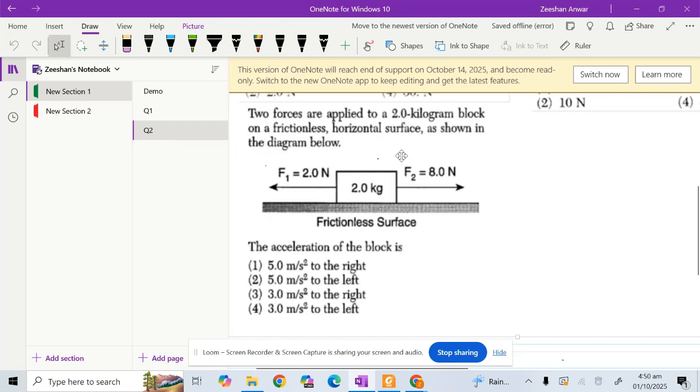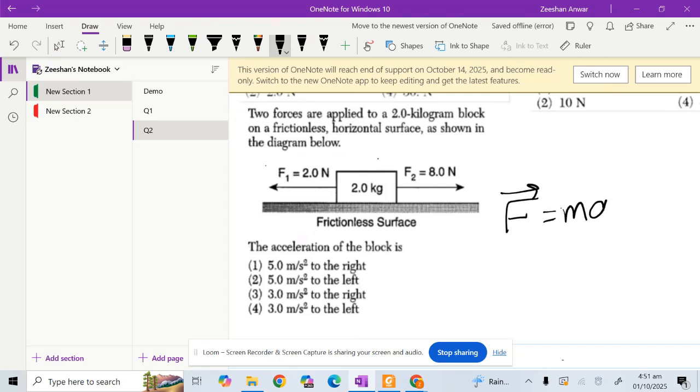So we are given the forces and mass of that particular object, and we are required to find the acceleration that will be produced as a result of this force. First of all, in order to find acceleration, we will use this very famous equation, F is equal to ma.